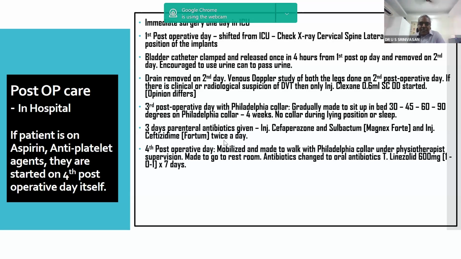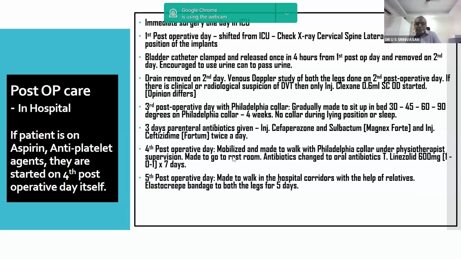Fourth post-operative day, the patient is made to mobilize and walk with the Philadelphia collar under physiotherapist supervision. Initially, I talk to the physiotherapist and tell them what I want. That is most important. You talk to your physiotherapist, or else they will do whatever they like, and you are responsible for it. They are made to go to the restroom. Post-operative day 5, made to walk in the hospital corridor with the help of relatives, because they are the people who are going to take care once the patient goes home. So you have to train them.